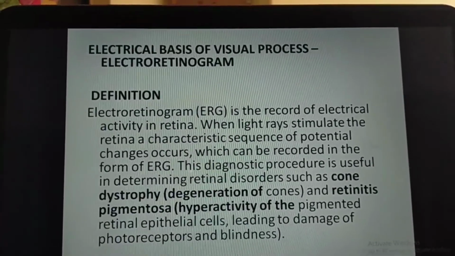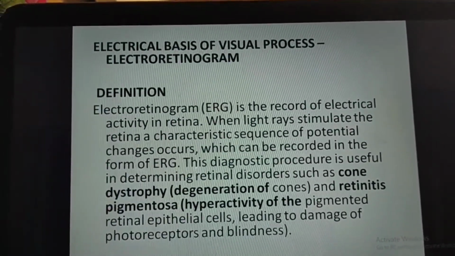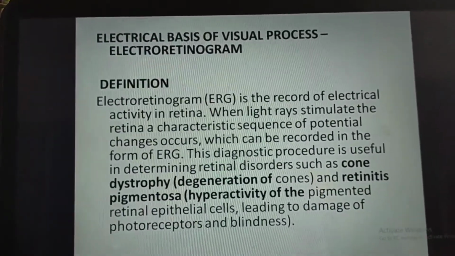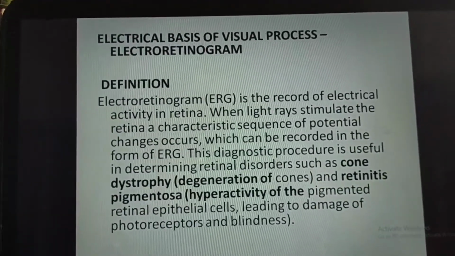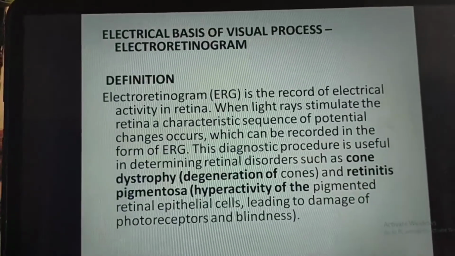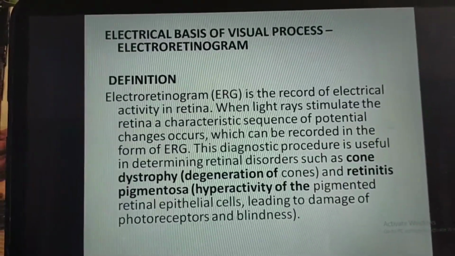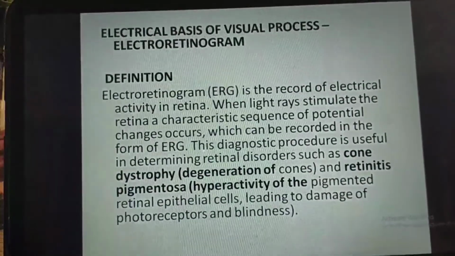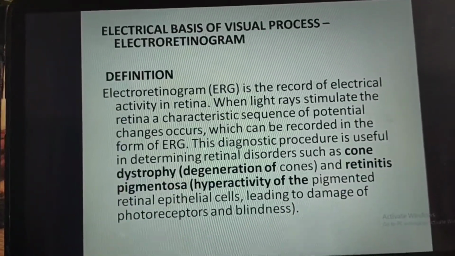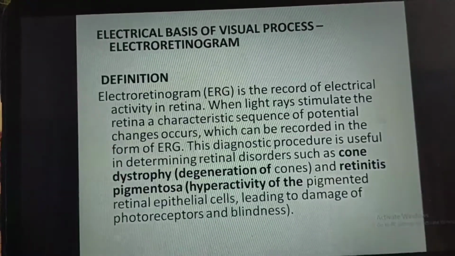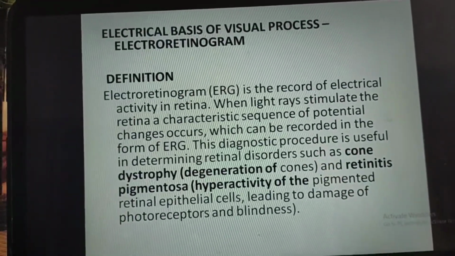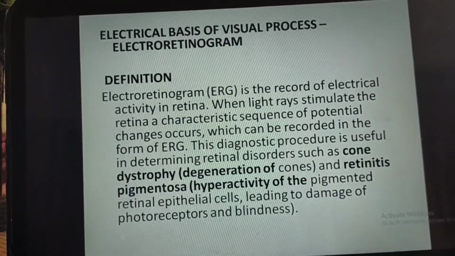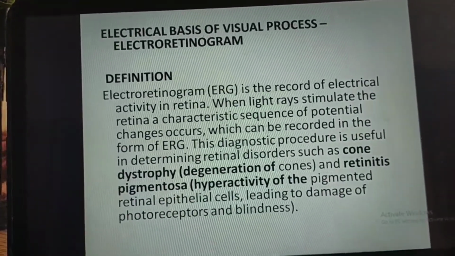Electrical basis of visual process. Electroretinogram, ERG. ERG, electroretinogram, is a record of electrical activity in retina. When light rays stimulate the retina, a characteristic sequence of potential changes occurs, which can be recorded in the form of ERG. This diagnostic procedure is useful in determining retinal disorders such as cone dystrophy and retinitis pigmentosa.